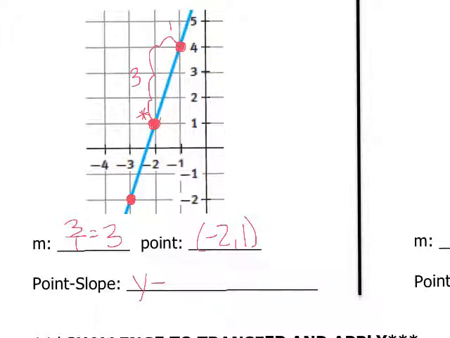y minus the y value I'm using, which is 1, equals m, my slope, which is 3, parentheses x minus x1, which is -2. And anytime I see a minus a negative, it changes to a plus a positive. So I have y minus 1 equals 3 times (x plus 2). If it asked me to put it into slope-intercept form, I certainly could, right? Distribute and add 1 to both sides and you're done.